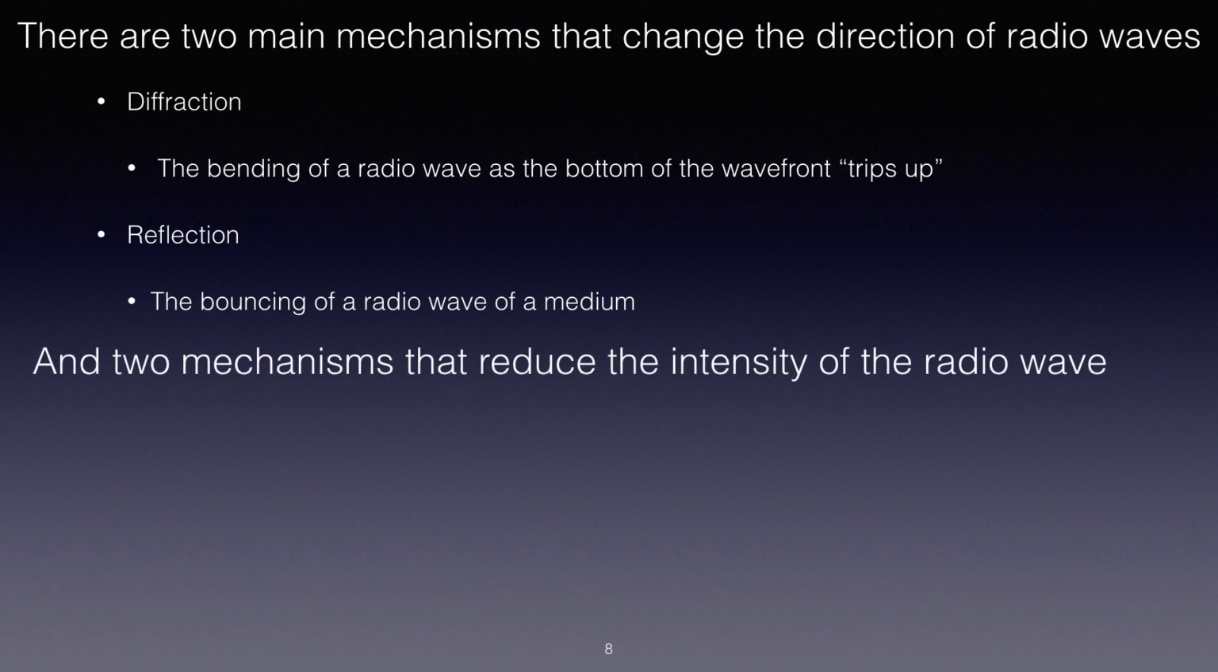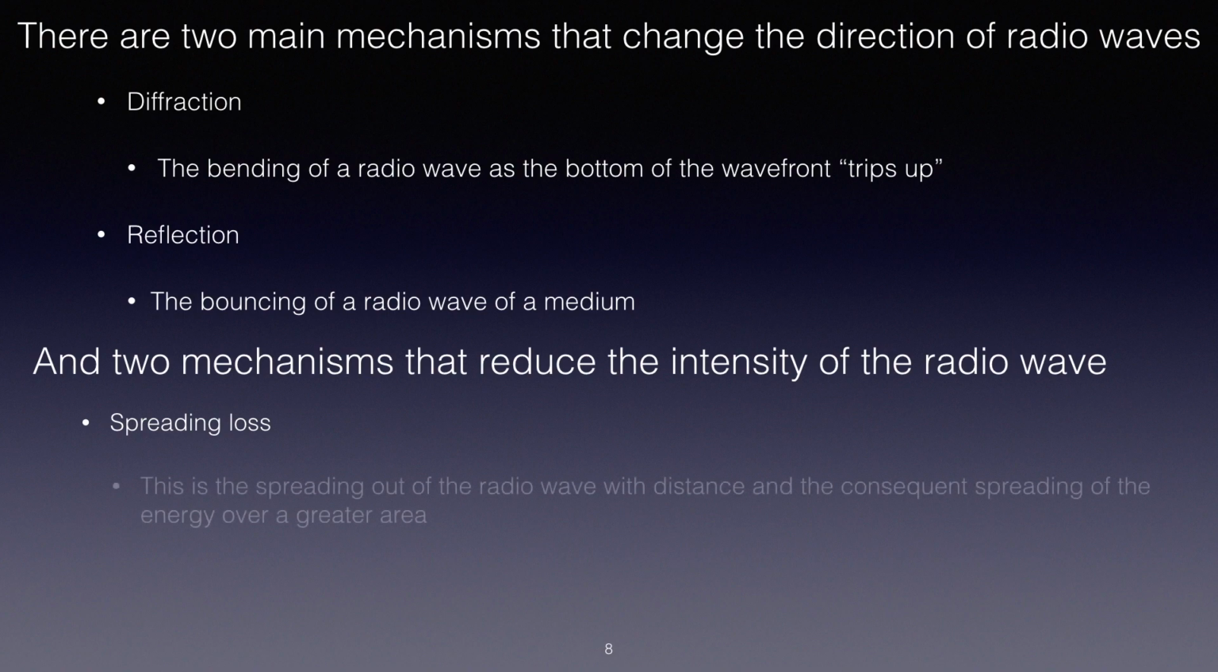And there are two mechanisms that reduce the intensity of the radio wave. We've looked at spreading loss, and we know that this is the spreading out of the radio wave with distance and the consequent spreading of the energy over a greater area. So at any particular place, the effect of the transmitted radio signal is smaller the greater the distance you are away from the transmitting source.